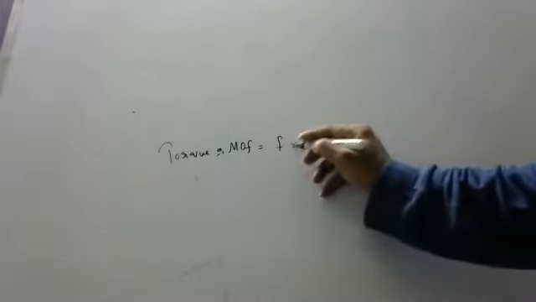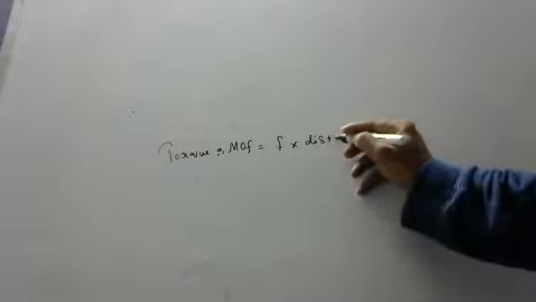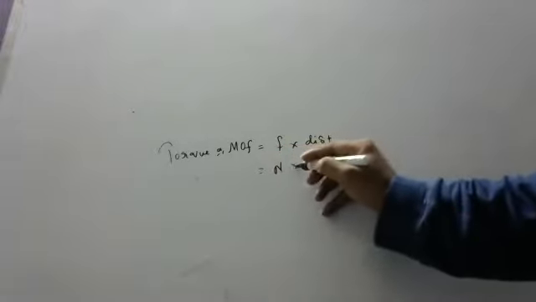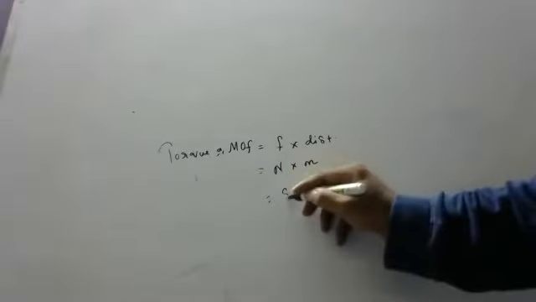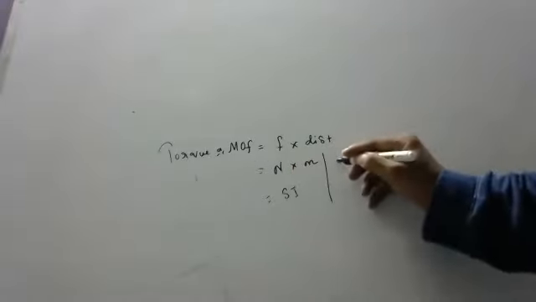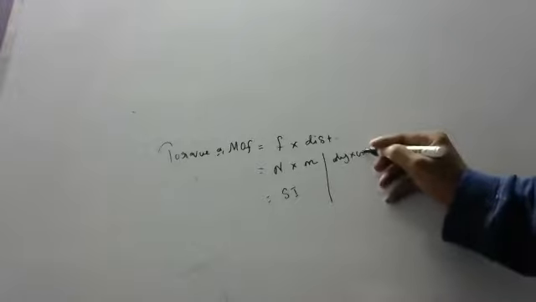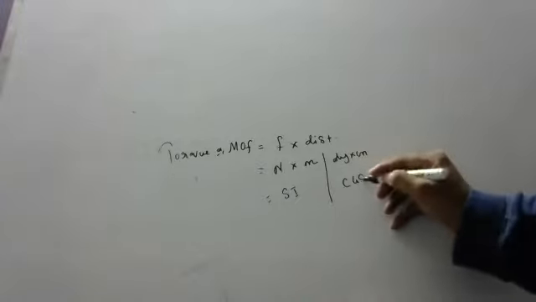So torque is force into perpendicular distance. The units are newtons for force and meters for distance, so newton-meters in the SI system. No, sir, I want it in the CGS system. Then it is dynes into centimeters in the CGS system. It's up to you, whichever one you want, you can use.